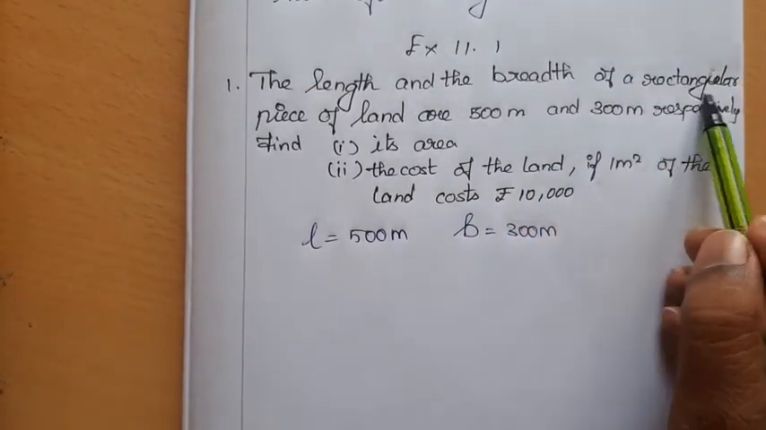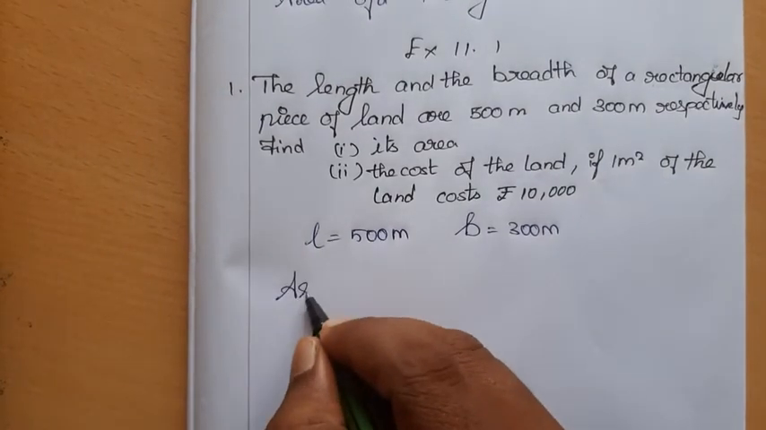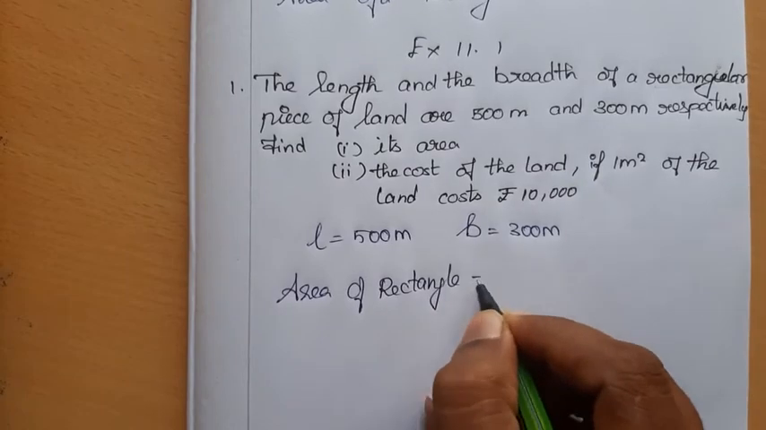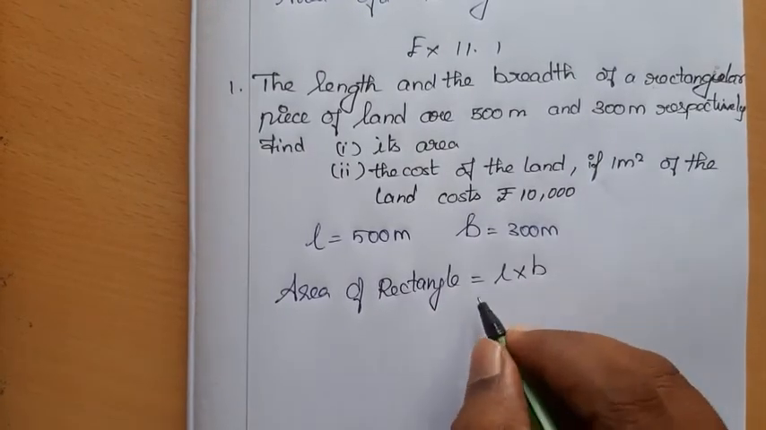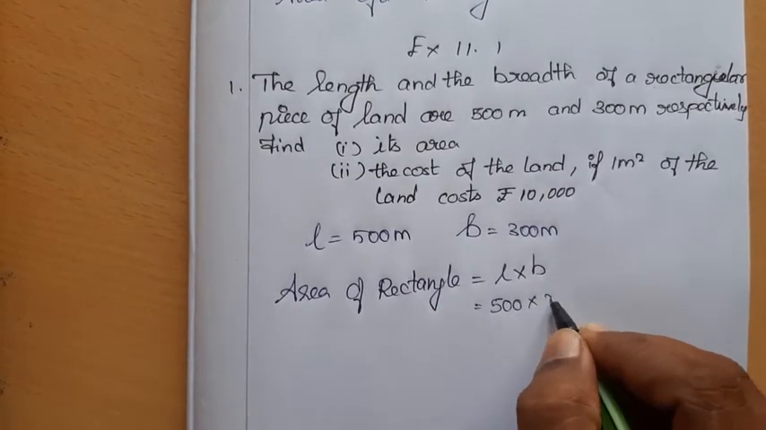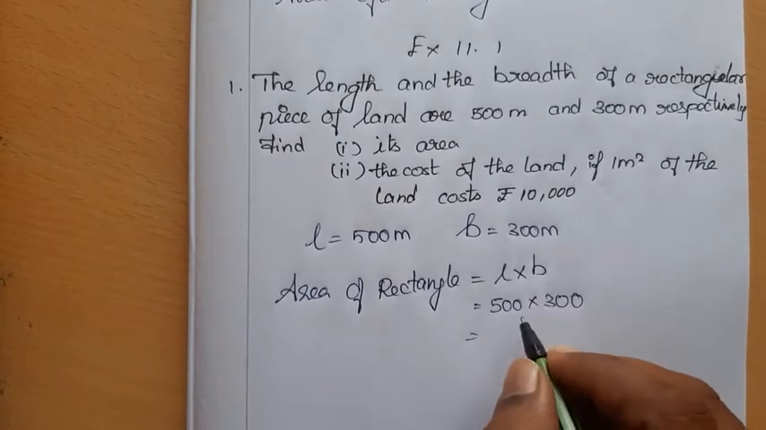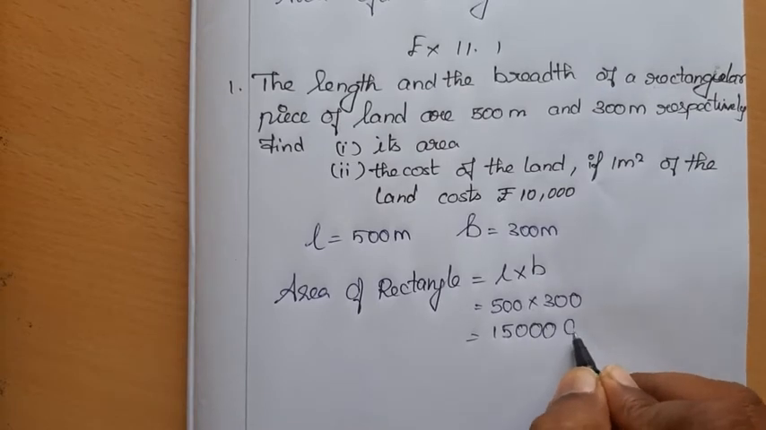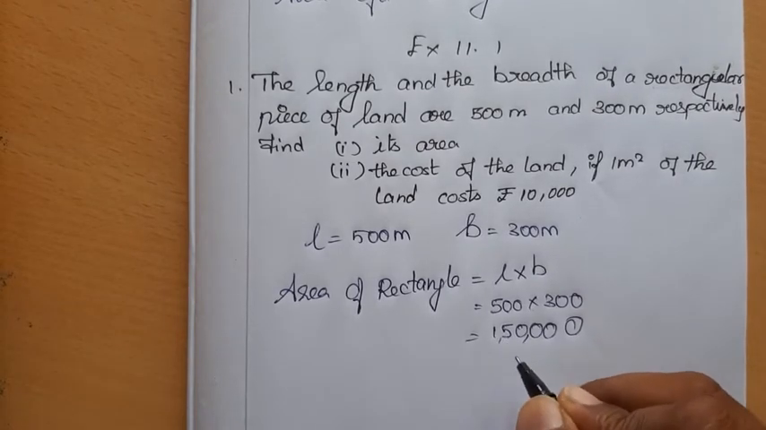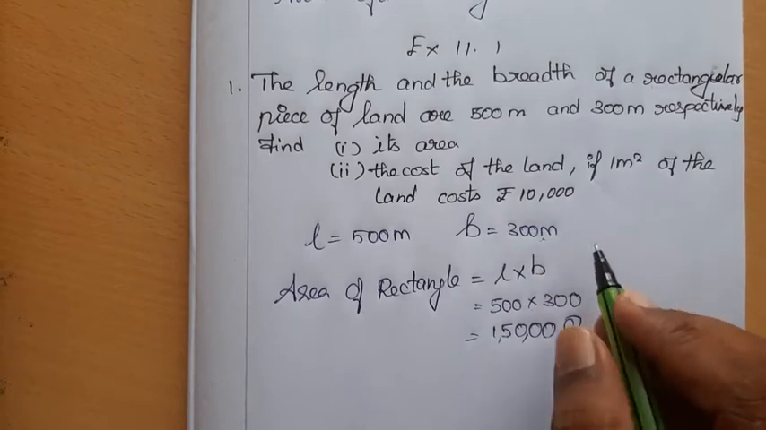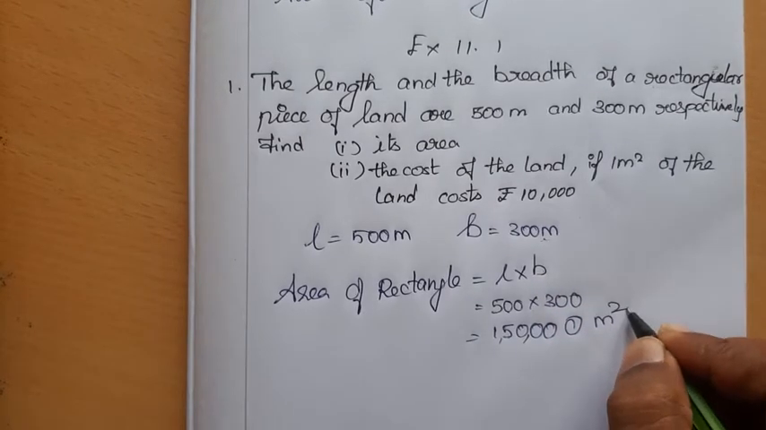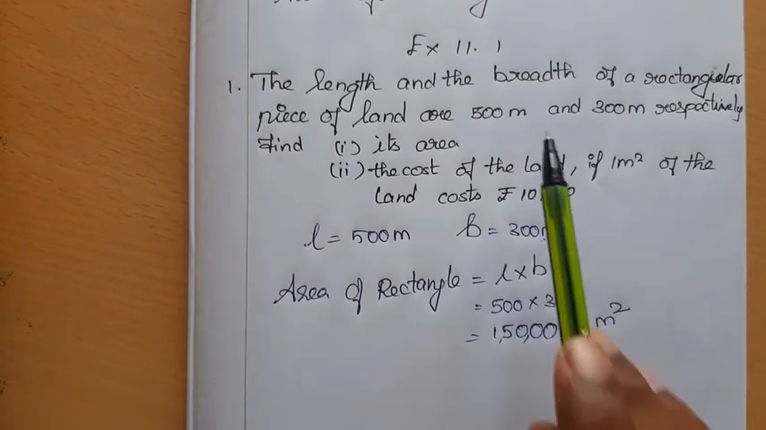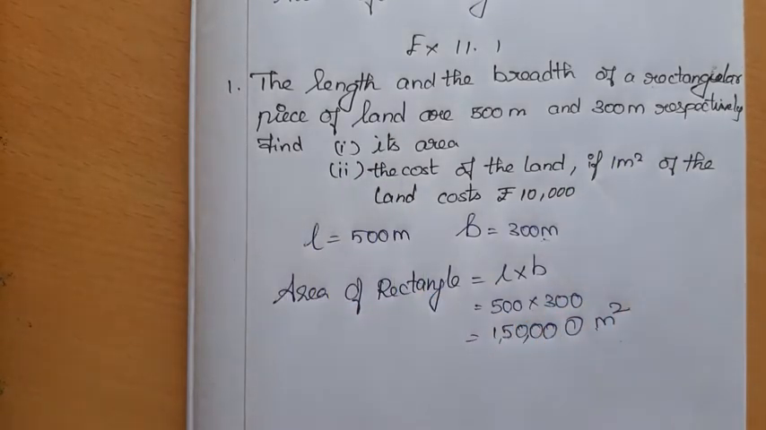So what shape is it? It is a rectangle. So area of rectangle is equal to L into B, right? Length into breadth. So 500 into 300. So 5 3s are 15 and 4 zeros are there. We got 1,50,000 and it is given in meter, so area will be meter square. So 1,50,000 meter square is the area of the given rectangular piece of land.